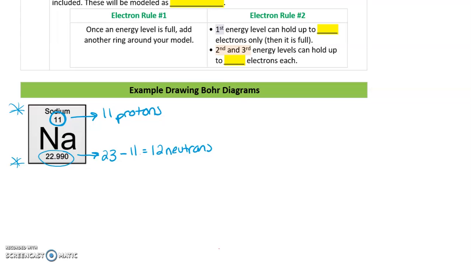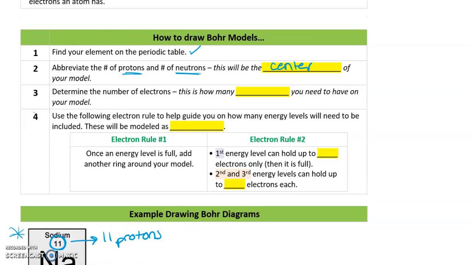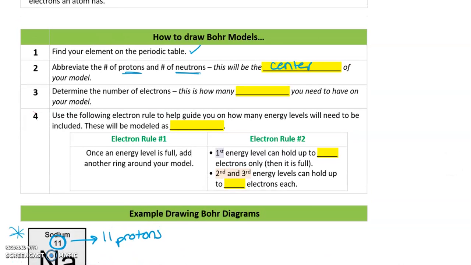I'm going to write 11P, marking protons as positive, and then I'm going to put 12N. This is going to be the very center of our model. I'm going to box this out to represent the nucleus of the atom. Remember, protons and neutrons are what's in your nucleus, so that's what you just drew. Now going back up to our directions, we've done number 2.